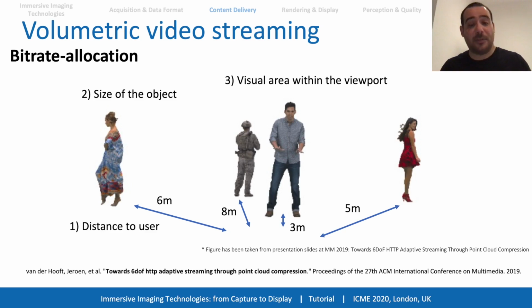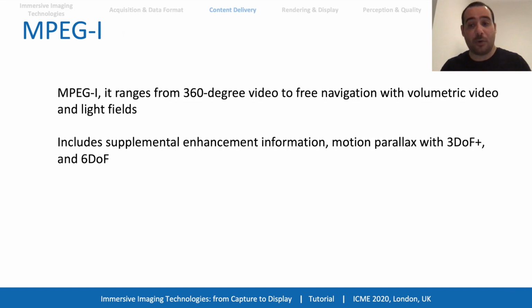Current MPEG Immersive, called MPEG-I, is studying immersive imaging technology. This study ranges from 360-degree video to free navigation with volumetric video and light field. Similar to V-PCC, the new standardization focuses on supplemental enhancement information, motion parallax with 3DoF plus and 6DoF solutions.